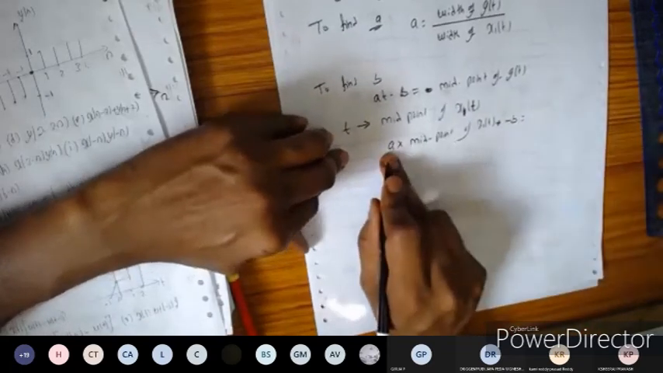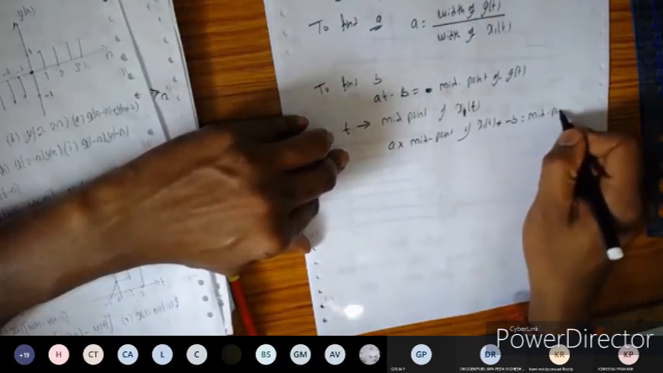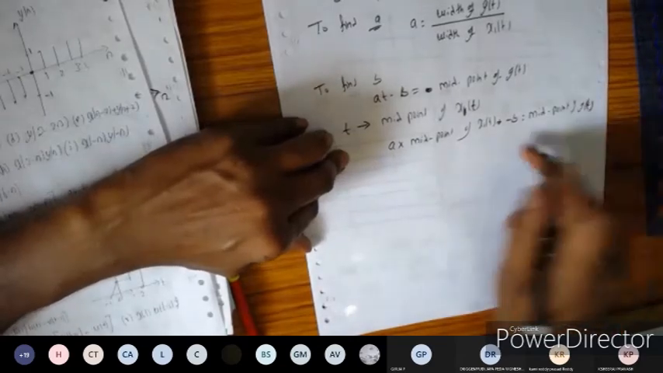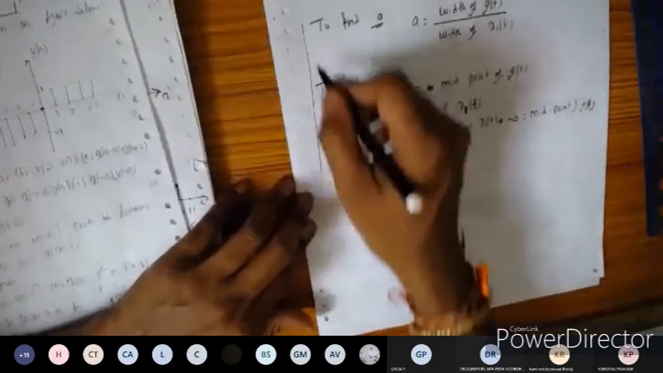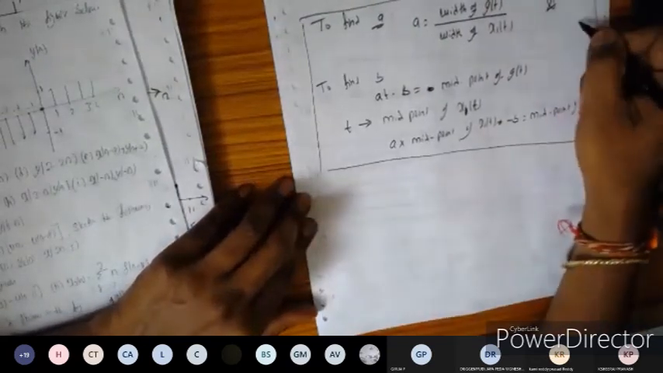We have already found the value of a here, and that is equal to the midpoint of g of t. Let us find out the values of a and b as per this concept. These formulas are very, very important. So remember these problems. This problem is asked for 8 to 10 marks.